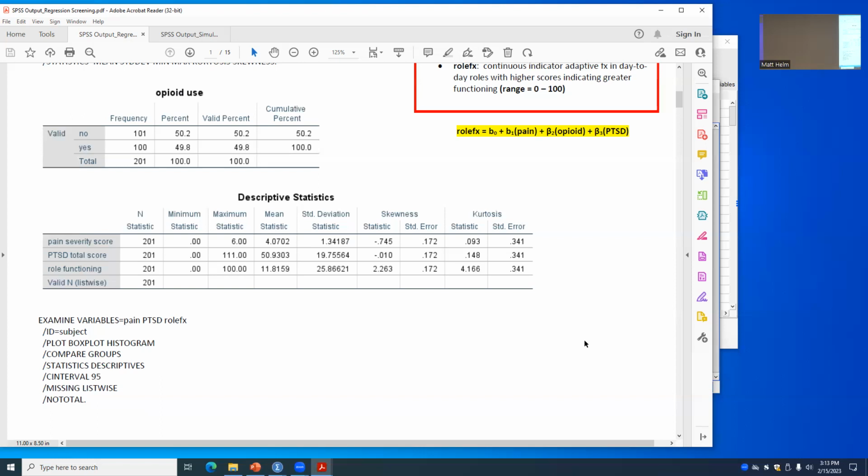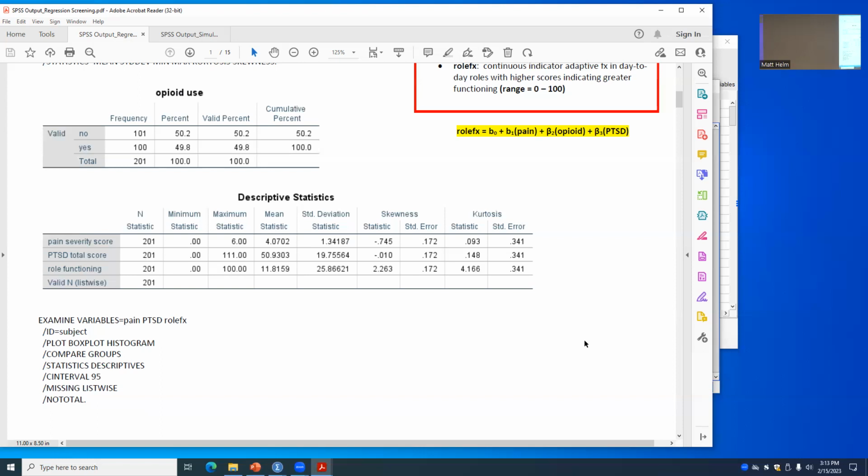Kurtosis is high, what else is high? Would you say the skew is high? Skew is high, right? Remember, like skew kurtosis greater than 2, okay, right? It's been a while. It's a little rusty, okay.